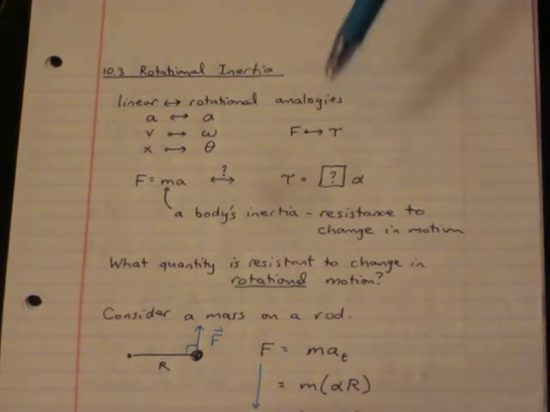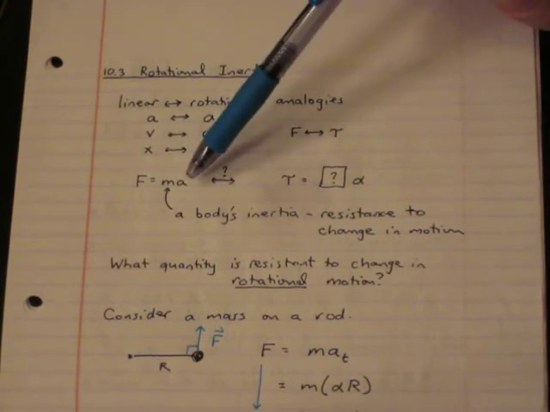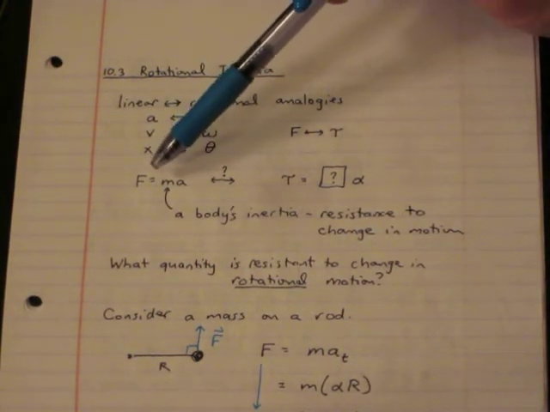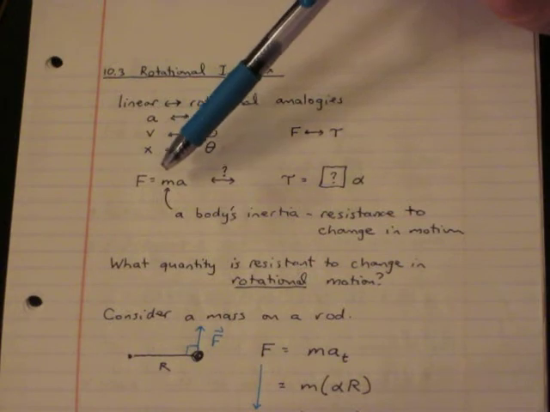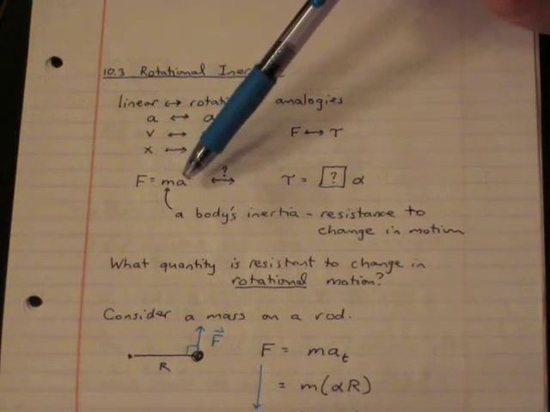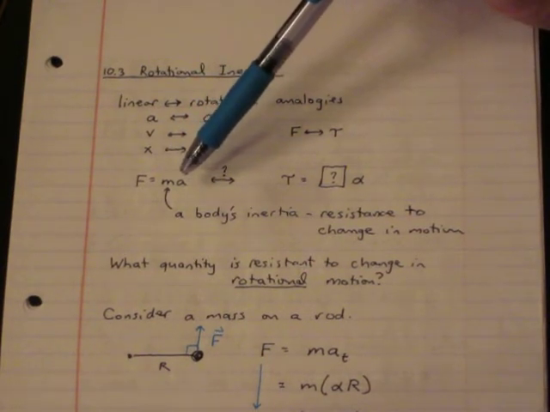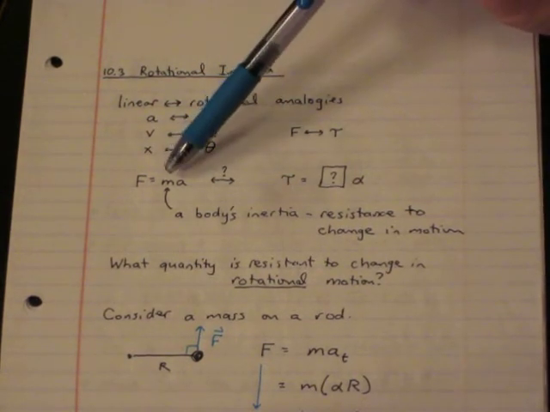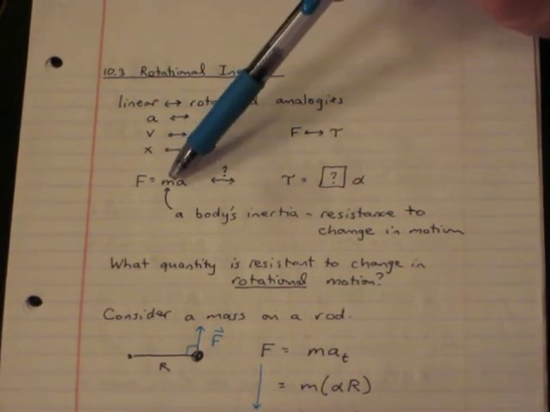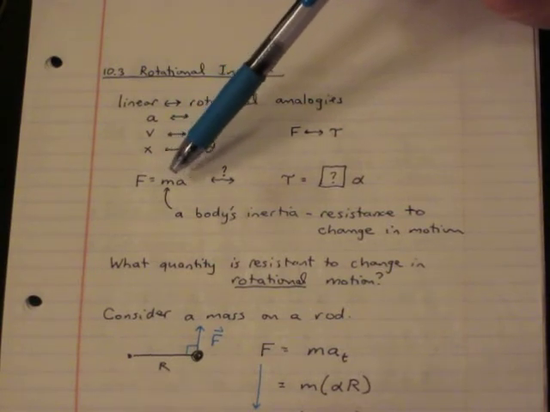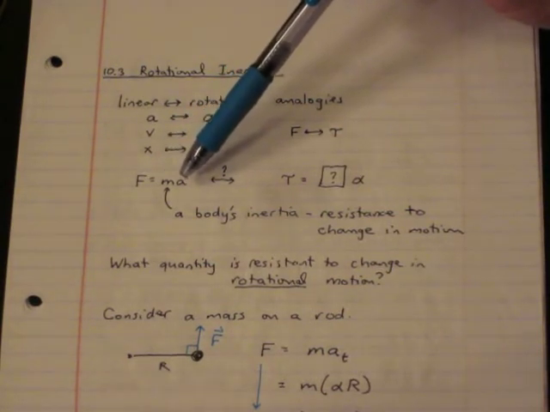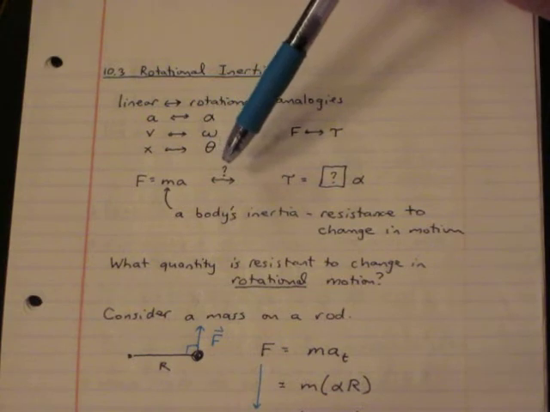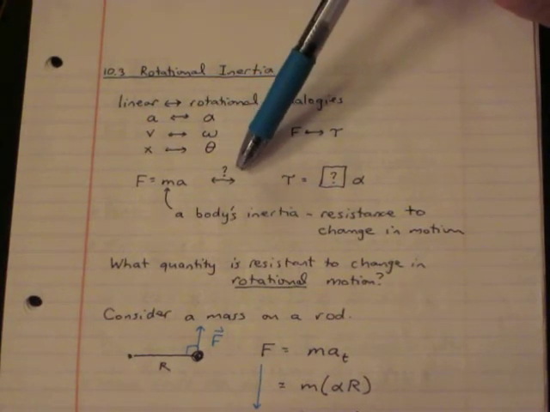Now, we have Newton's second law, F equals ma, which means that the force that you apply to something is equal to its mass times acceleration, and we can think of mass as a body's inertia, meaning its resistance to change in motion. The more mass something has, the more force you're going to need to get a given acceleration. And so the question right now is, is there some corresponding analogy to F equals ma?